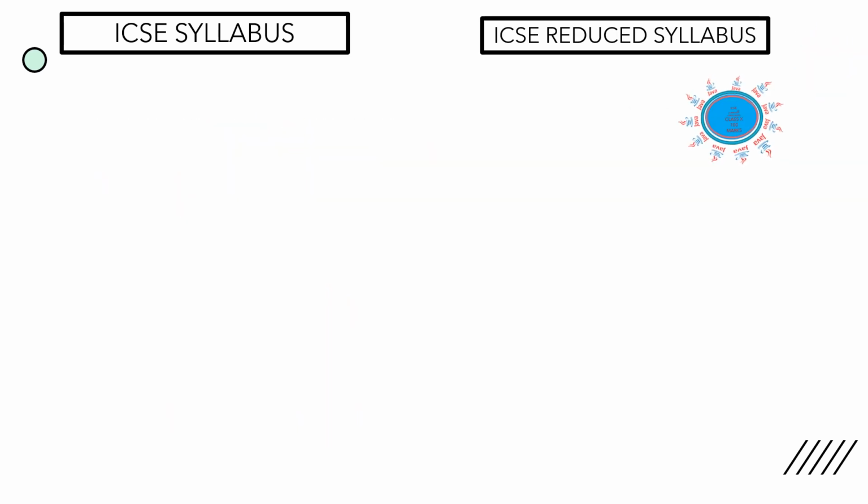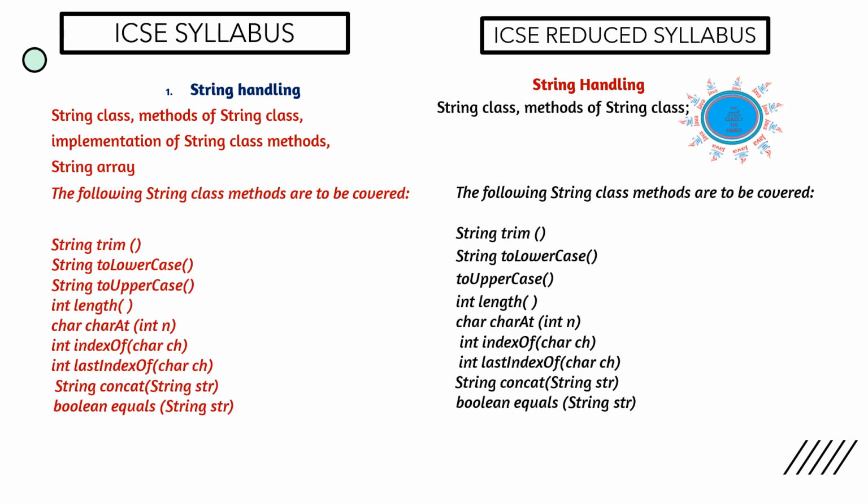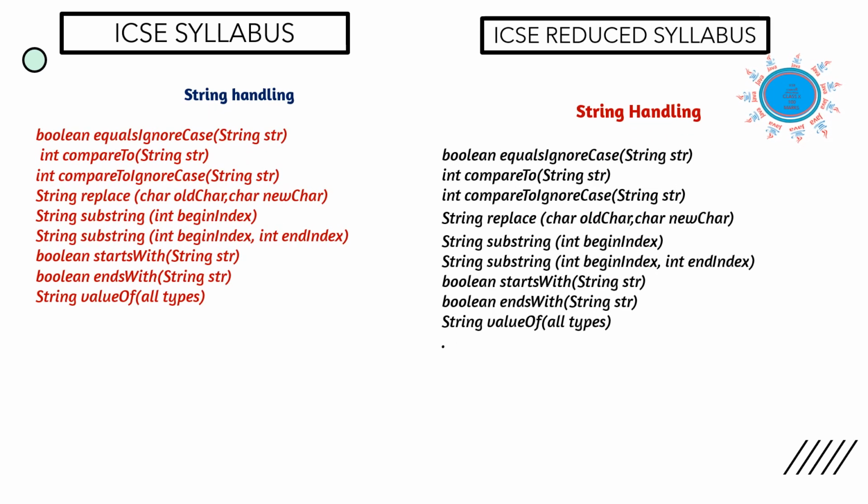The next important topic is string handling. We can see a lot of reduction here. First of all, the implementation of string class methods by using programs, and string arrays, are completely removed. But we have to study all the functions of the string class in detail. As we have seen, there is no reduction in the functions of string. We have to study each and every function which was there earlier also.